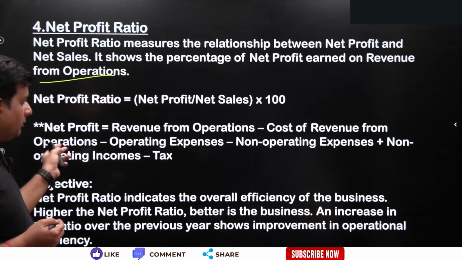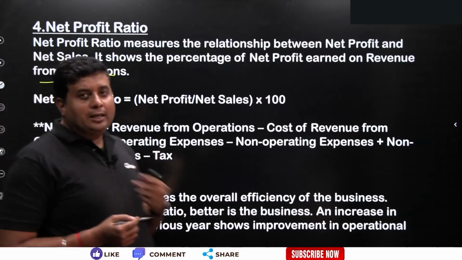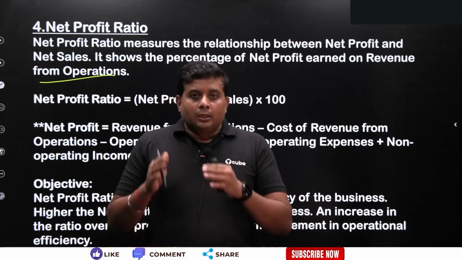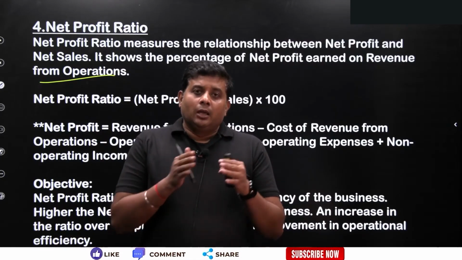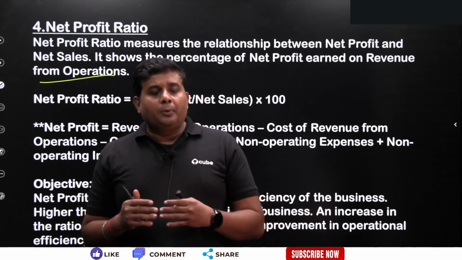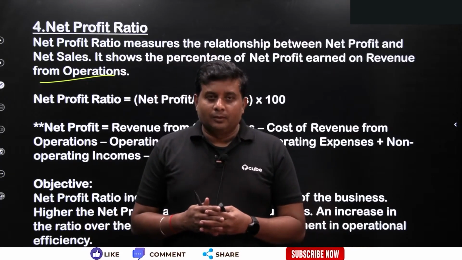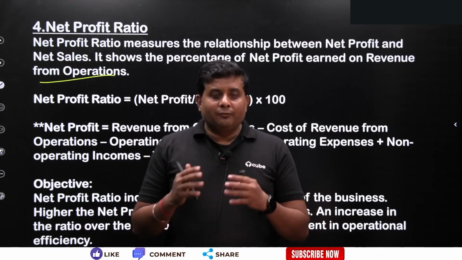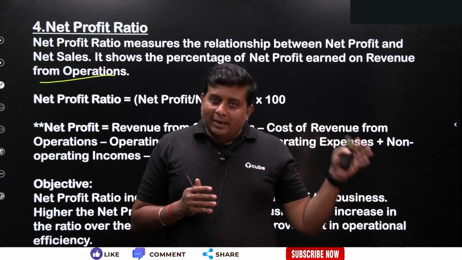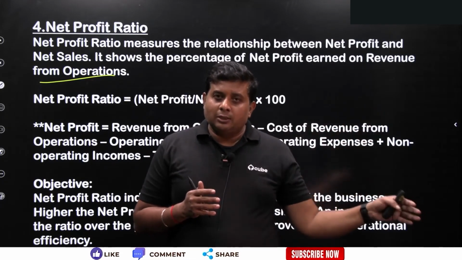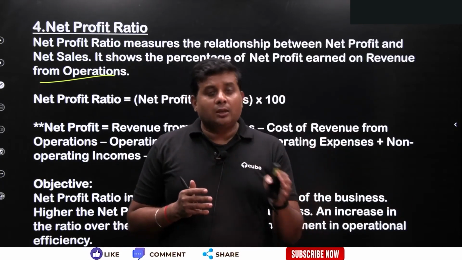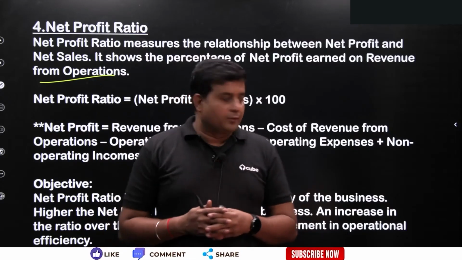Net profit is very easy to calculate. There are 2-3 ways. I'll explain all 3 ways. First, suppose the gross profit is given. From gross profit, if you subtract operating expenses and non-operating expenses, and add operating income and non-operating income, you'll come to know about the net profit, right? And the alternative formula is revenue from operation plus other income minus cost of material consumed minus purchase of stock in trade, minus change of inventories, minus employees benefit expenses, minus finance cost, minus depreciation and amortization, minus other expenses will give you the net profit.